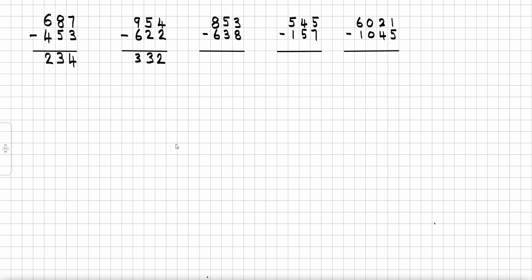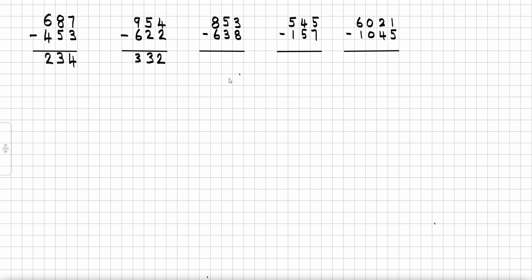Okay, so we're going to move on to the next one, which is slightly different. So if we look in the units column, and we're looking for positive numbers here. So when we look, we've got 3 minus 8, which would give us a negative amount, and we don't want that. So what we're going to do is borrow from the column next to it. And in this case, we're borrowing from the tens column.